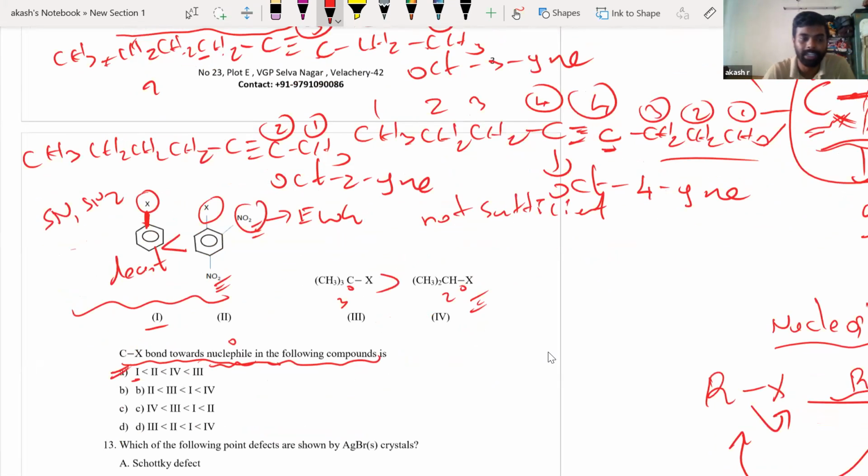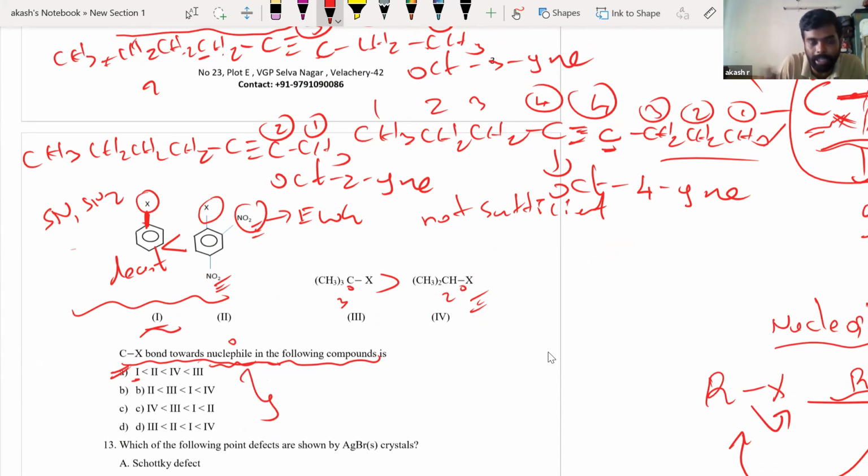Is it not? Even though they didn't mention it, the correct question should have included SN1 or SN2, right? But they didn't include it, but if you look at the options, you can still answer the question, right? I know 1 is the least, and after that 2 should come.